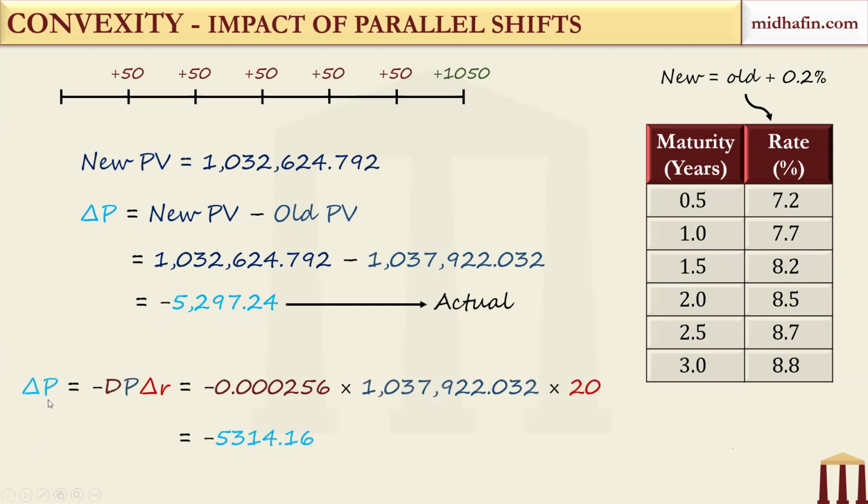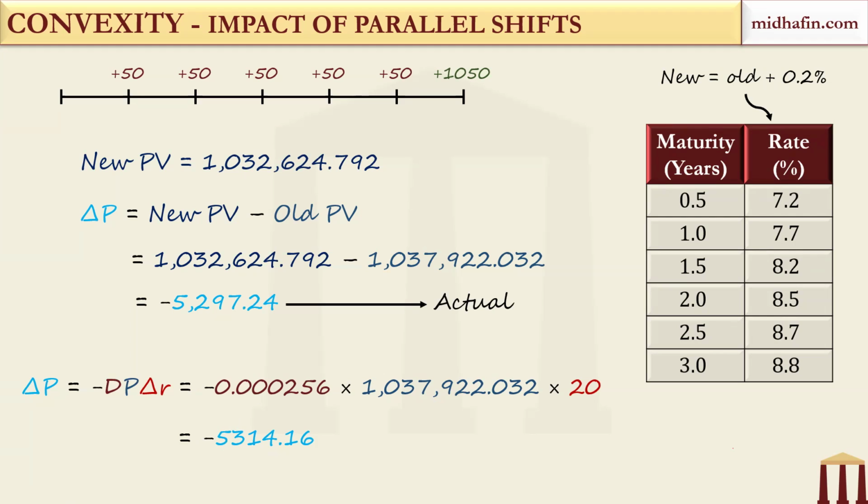Now, if I find the change in the price of the bond using duration, delta P is given as minus D_P delta R. I apply it and I find that if I try to approximate the change in the bond price using the duration, it will tell me that the bond price should fall by $5,314. But in reality, it is falling by $5,297. So roughly there is a difference of, I would say, $17.